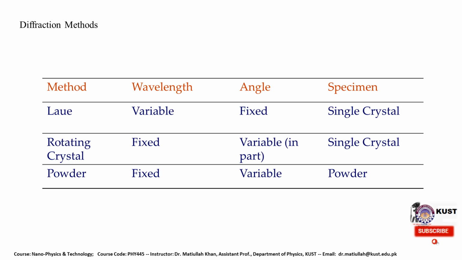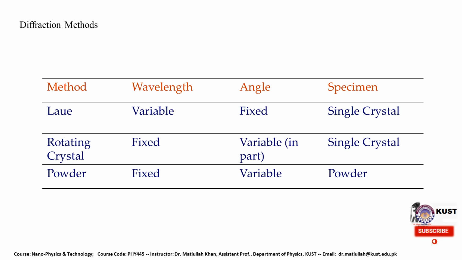We have a rotating crystal method, and in that we use X-rays of a fixed monochromatic radiation. So in that case the angle is variable, we are rotating the sample in different directions, and again the specimen to be investigated is a single crystal.